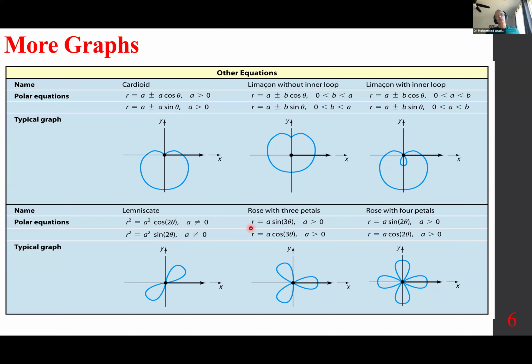And the roses, a sine n theta and a cosine n theta. If n happens to be an odd number, we have that same number of petals. If it's even, you multiply it by 2. And again, plotting points will always do the job.